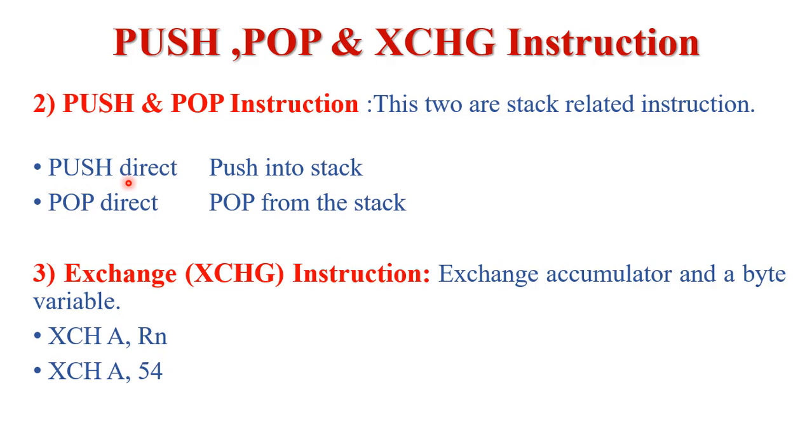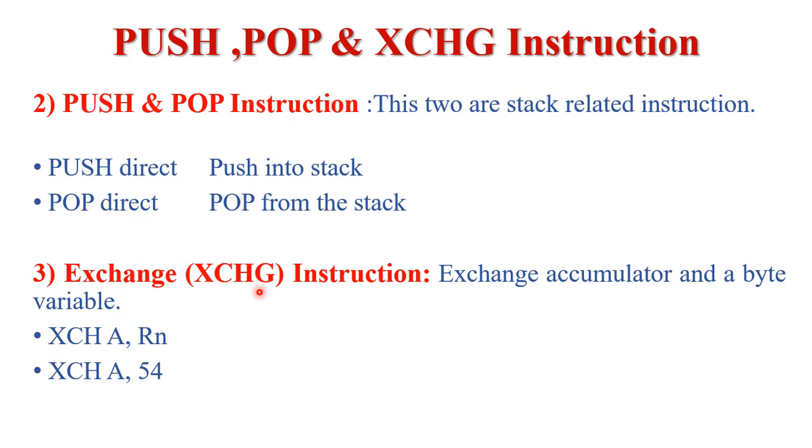The first instruction is the push instruction, PUSH direct. This instruction tells that push the data into the stack area. This direct is the memory location from where we retrieve data and push into the stack. The next instruction is POP direct. This instruction tells that retrieve data from the stack area and store it in a particular memory location or any register whose address is given in the instruction.